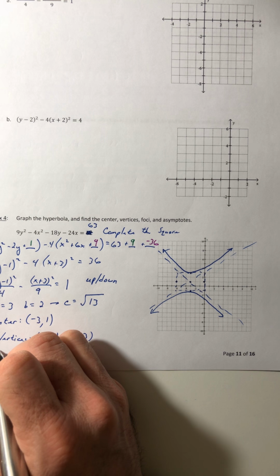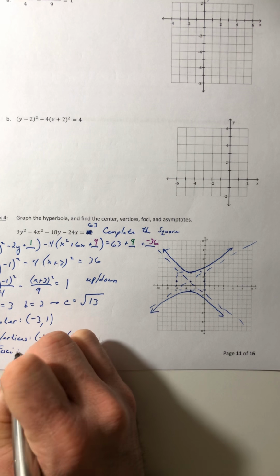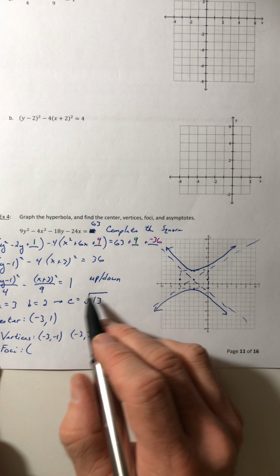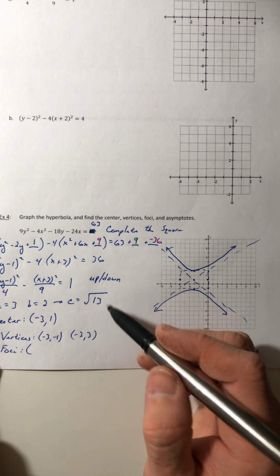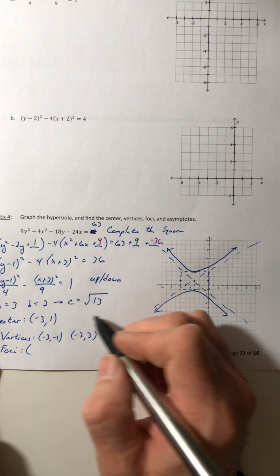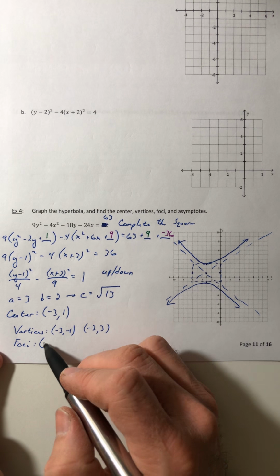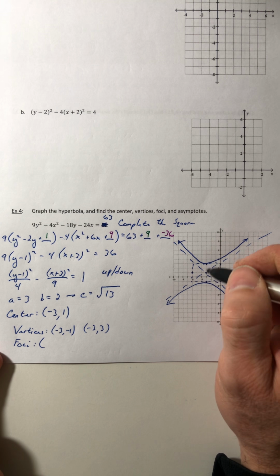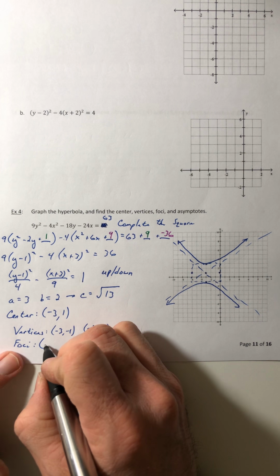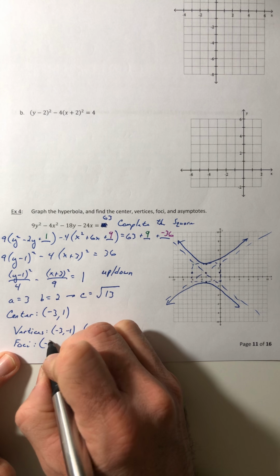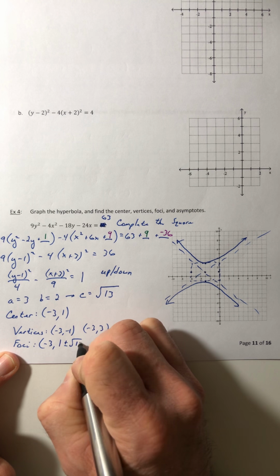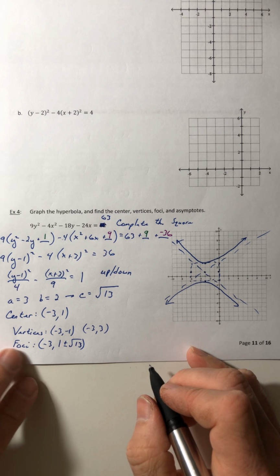The focus points, they would be running up and down as well, but it's the square root of 13. So it's somewhere in between 3 and 4. I'm not going to ever ask you to plot one of these radicals. You just have to give the point out. So since it's running up and down, you're adding and subtracting it to the y value of the center. So -3, comma, and then 1 plus or minus the square root of 13.